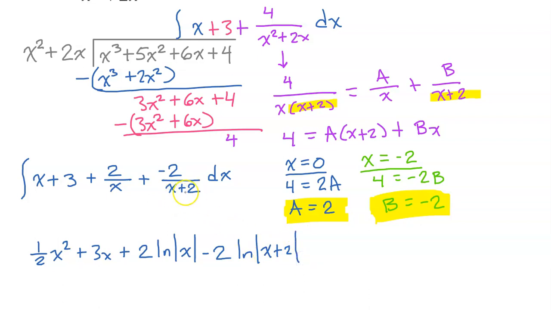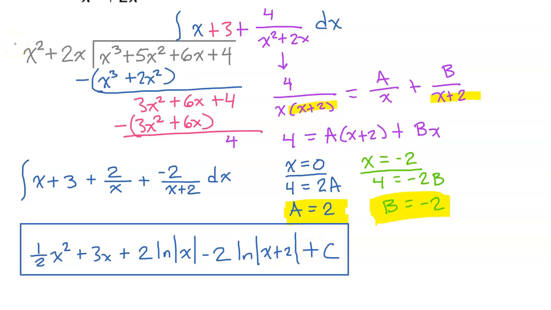Technically, I did a mental u substitution right there, but if u is x plus 2, then u prime is just 1. Dividing by 1 changes nothing, so there you go. All we need to finish off the answer is our plus c. So that's our introduction to integration using partial fractions.